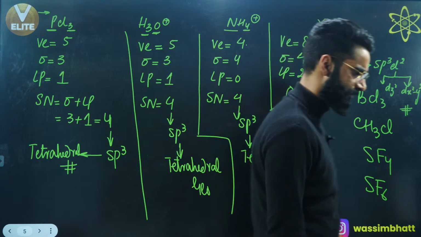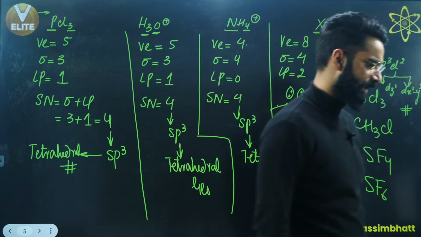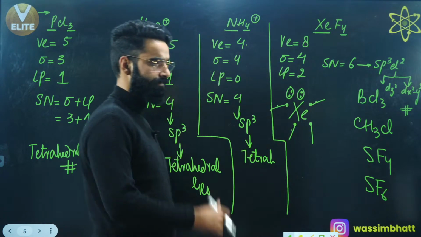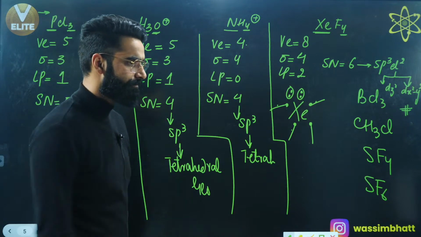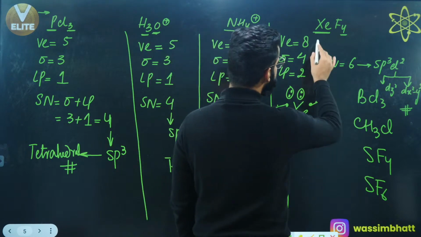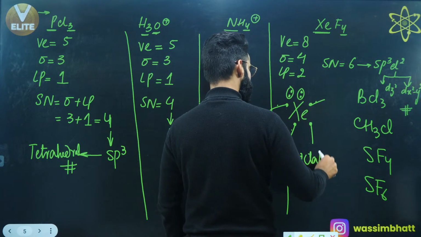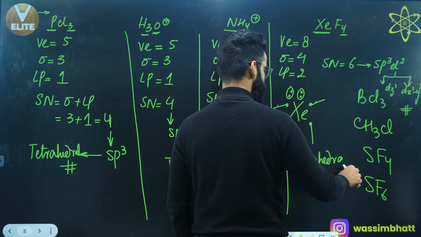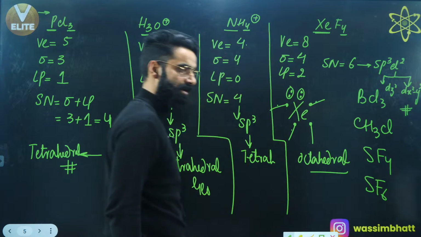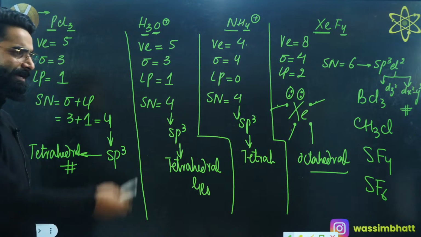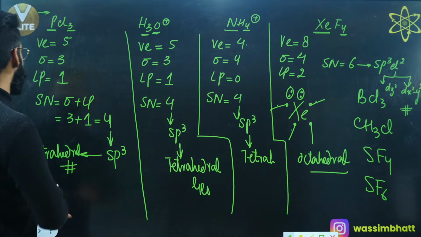I'm sure it's clear to everyone. You can let me know in the chats. Yeah? Right? Yes? So what is going to be the geometry of this molecule? The geometry of this molecule is going to be octahedral, right? As I've told in the last session, if the hybridization is sp3d2, the geometry is going to be octahedral, as simple as that. Right?